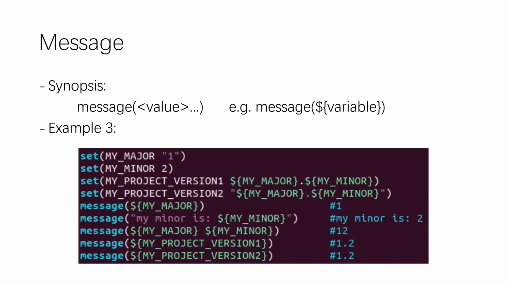It will print a message in the terminal. For example, you can print a variable using the $ sign and the curly brackets. You can print the variable like this, and you can also print a string together with the variable. You can also print two variables, but the result will be one string. Remember, we defined myProjectVersion1 to be myMajor.myMinor, and now we can see the result of it. It's 1.2, and the version 2 is also 1.2. So actually, these two commands are the same.